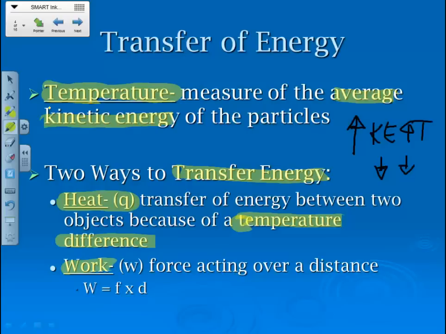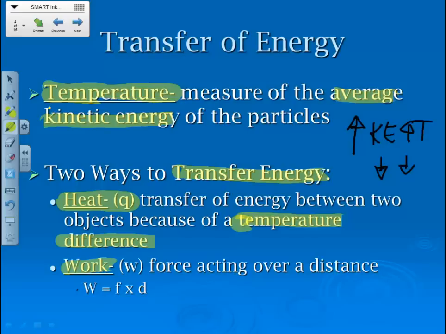And the second one is work. Okay, now work is force acting over a distance. And here's our equation for work. And again, this sounds very physics-minded, which it is, but if you think back to the last slide, work was required to raise B from its initial position to its final position.